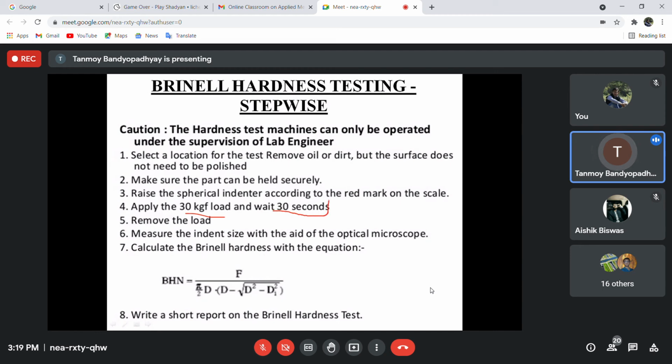Okay? So 30 seconds. So this load value, I just have to check with our manuals actually. I will be just seeing and telling you that one. Okay? And wait for 30 seconds.